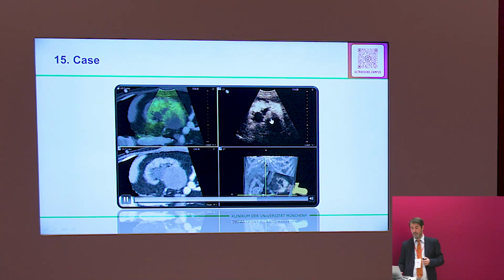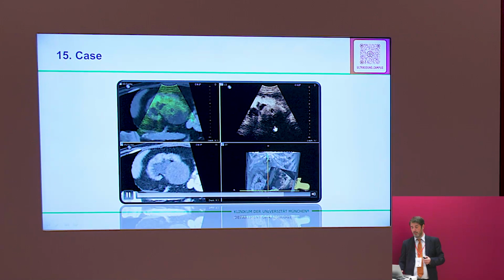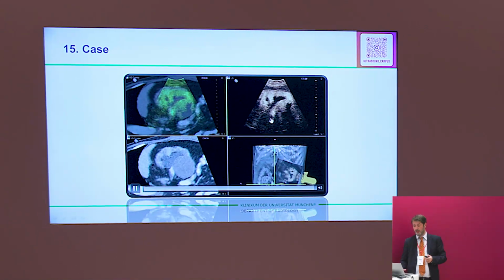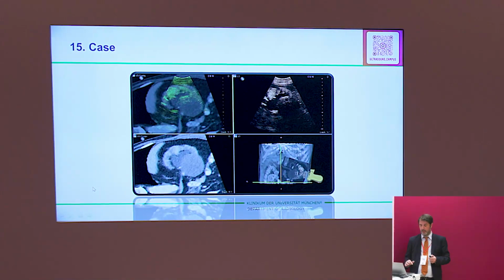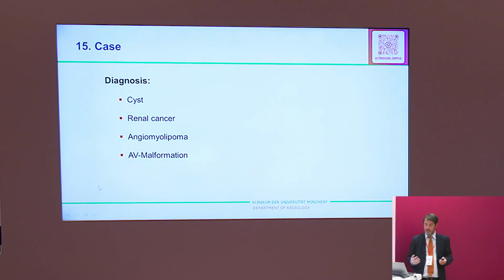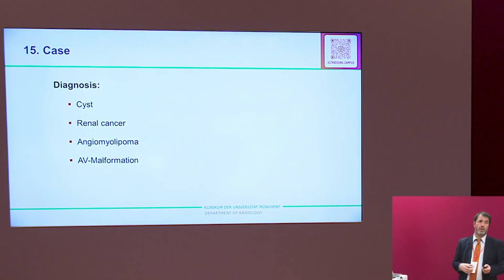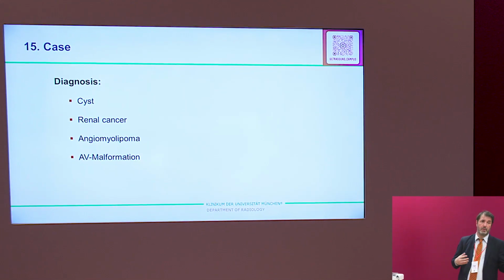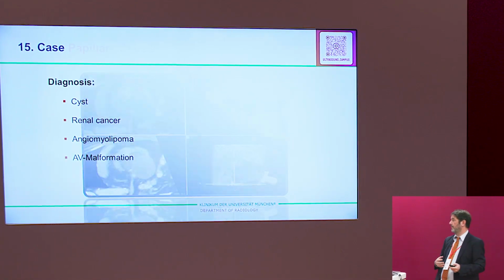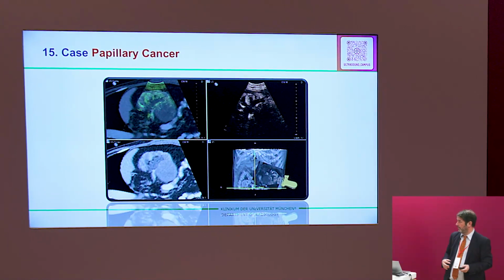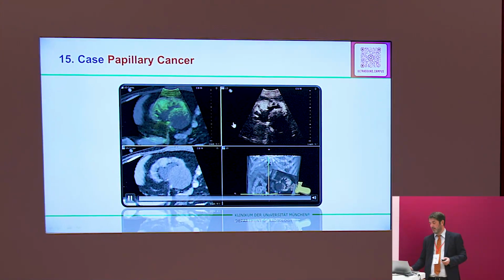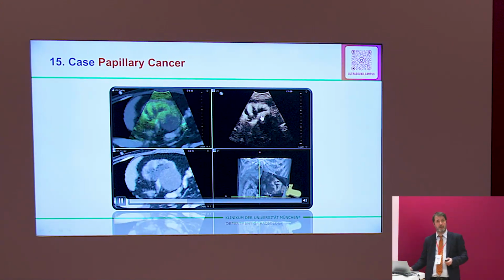Here, white. This area is dark, but this is white. So this lesion is alive. We can say also, due to the fact that there is uptake, it is renal cell cancer, not a cyst, not a benign lesion. Again, also here, this was a papillary cancer in this case.